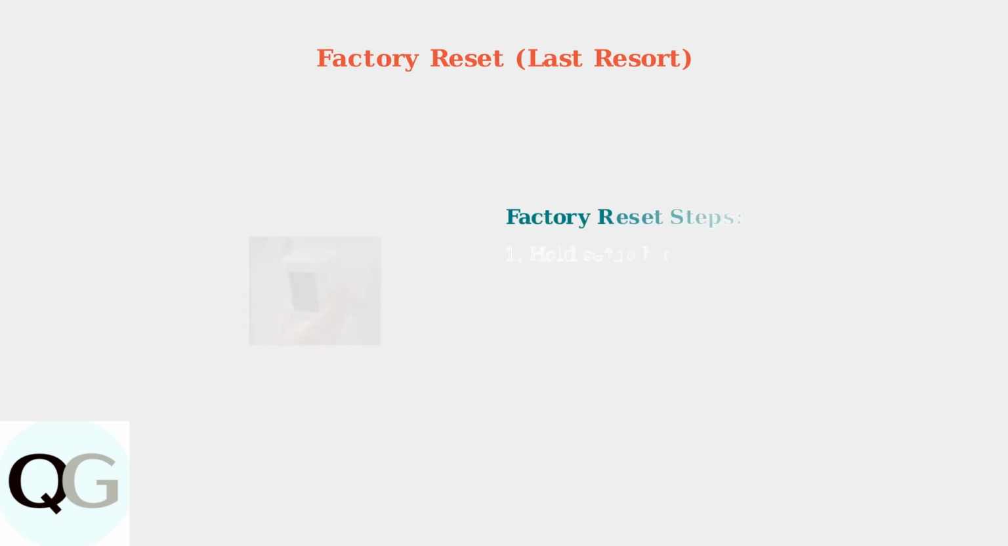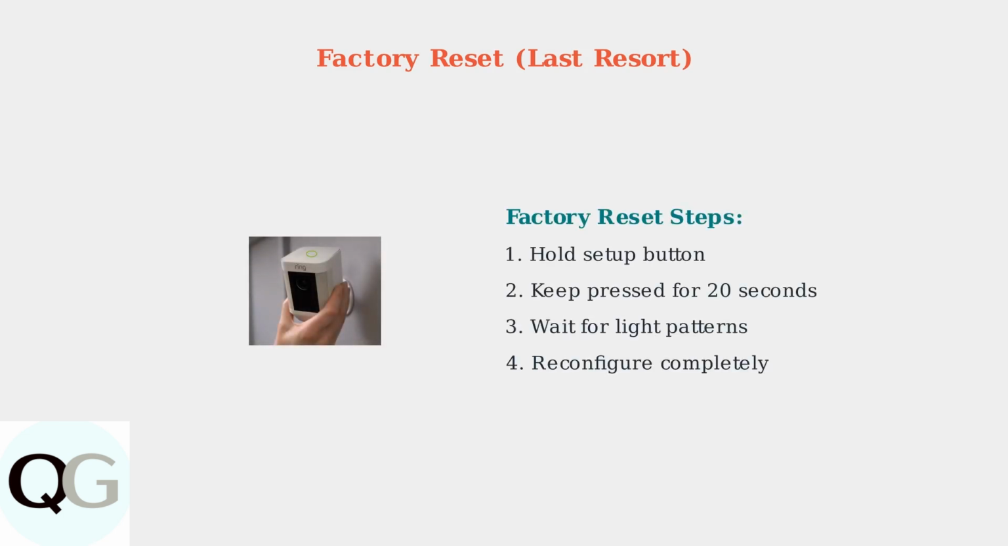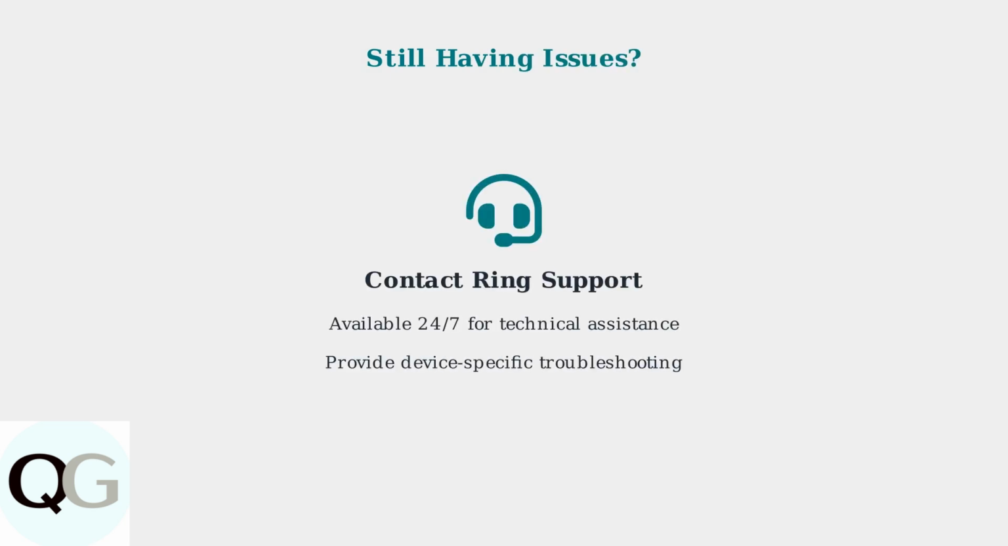As a last resort, try a factory reset. Hold the setup button on your Ring camera for 20 seconds. This will erase all settings and require complete reconfiguration. If you've tried all these troubleshooting steps and still have connection issues, contact Ring support for additional assistance. They can provide device-specific guidance and advanced troubleshooting.